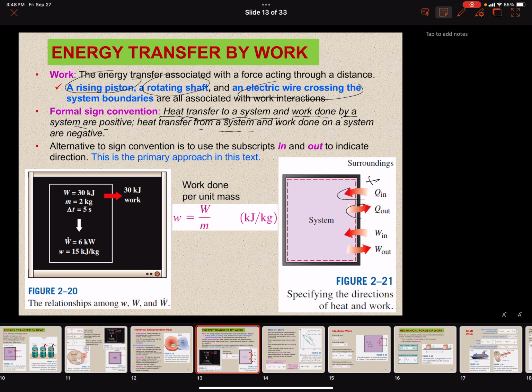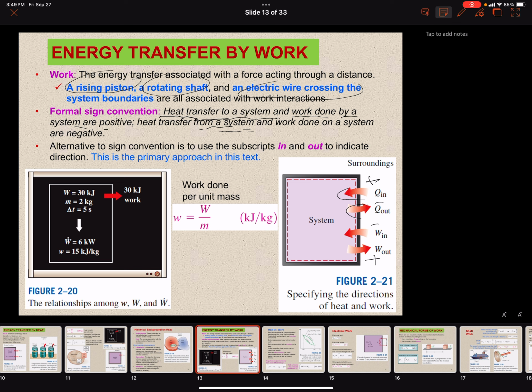Heat transfer to a system and work done by a system are positive. So the system did the work and the work went out, so this is positive. Heat transfer from a system, so it went out from the system, will be negative. Heat transfer from a system and work done on the system are negative. So you do the work on the system, so it will be negative. I hope this is clear now.